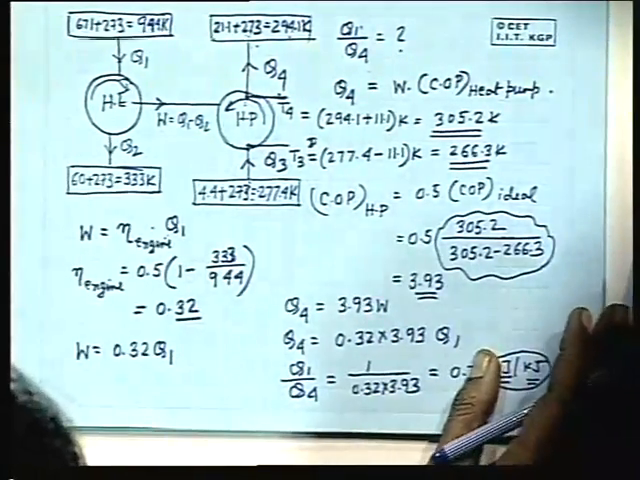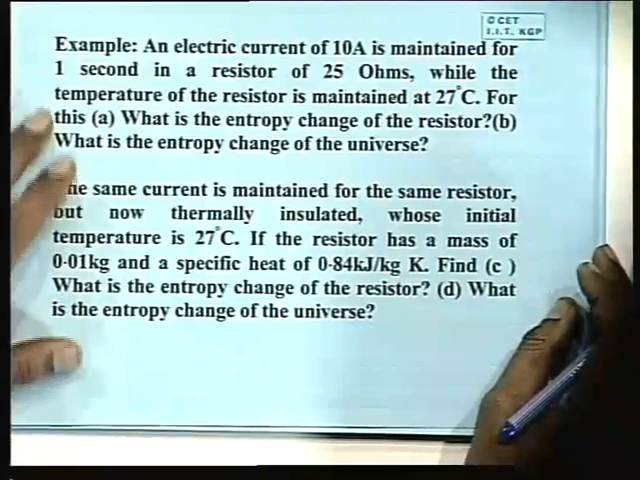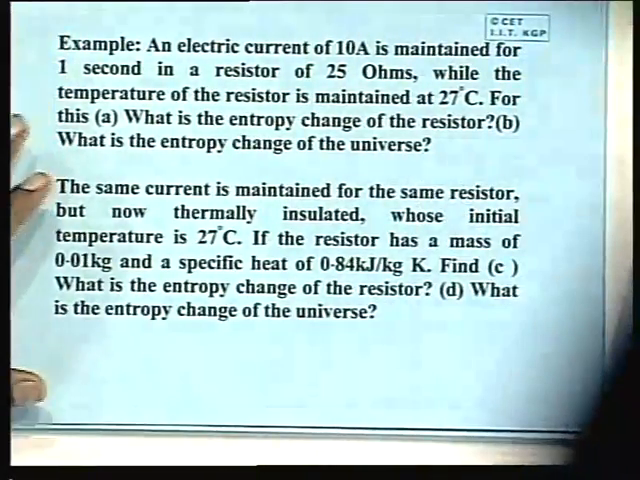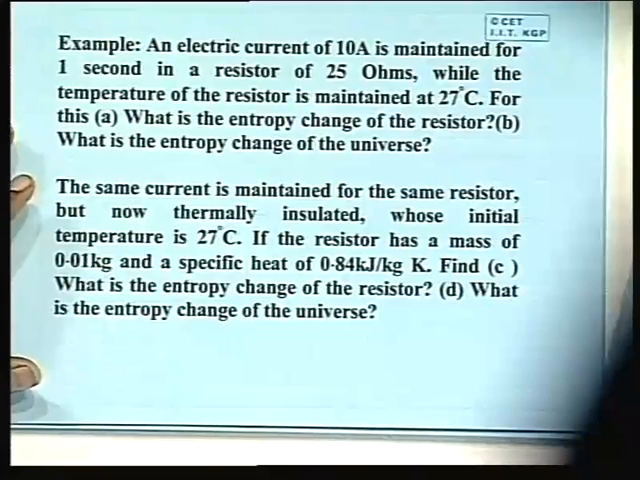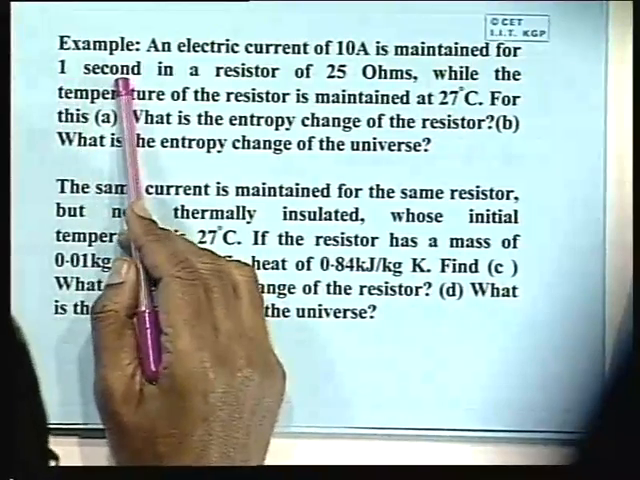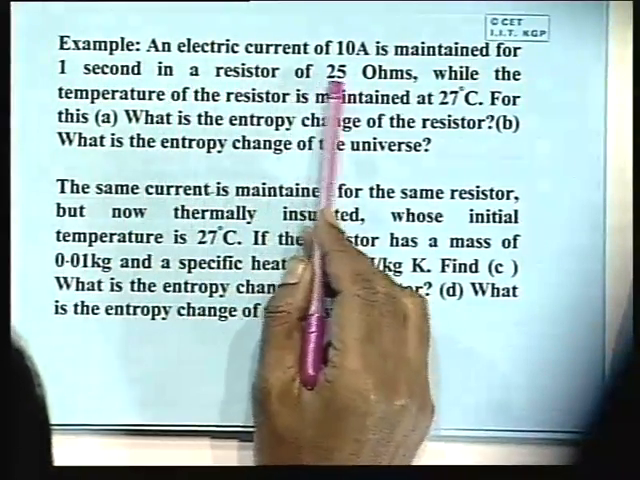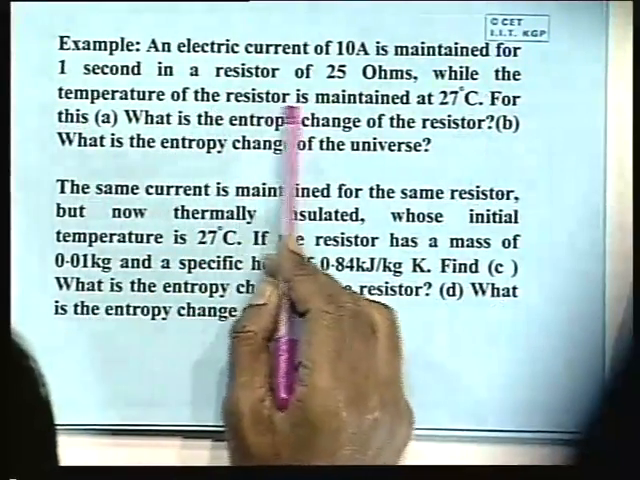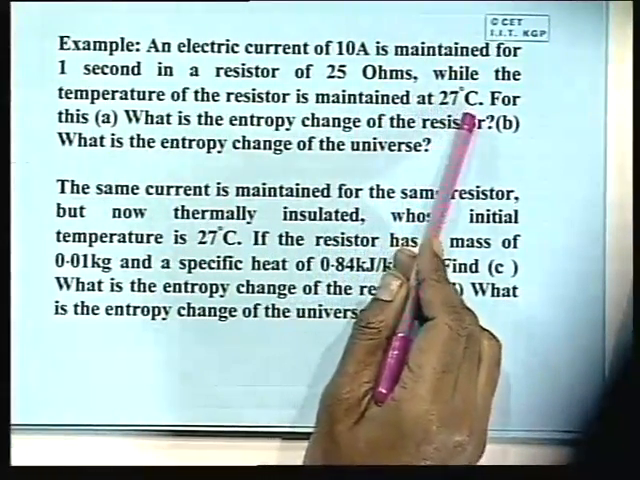Okay. Next problem. The next problem is also very simple but interesting. This is relating to the entropy change. A very simple problem but with entropy change. An electric current of 10 ampere is maintained for 1 second in a resistor of 25 ohms, while the temperature of the resistor is maintained at 27 degrees Celsius.